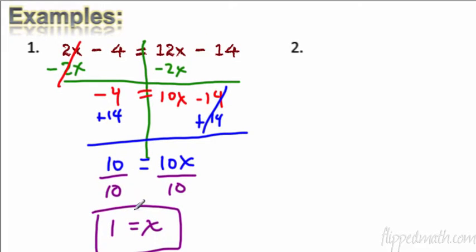Now, when I said check it, let's go back to the original equation. 2 times 1 minus 4. That's 2 minus 4. That's a negative 2. What about on the right? We get 12 times 1, which is 12, minus 14. That's a negative 2. Do you see how I did that? I plugged the 1 into both sides of the equation. It works out. Negative 2 equals negative 2. So that's checking my solution to make sure it's correct.